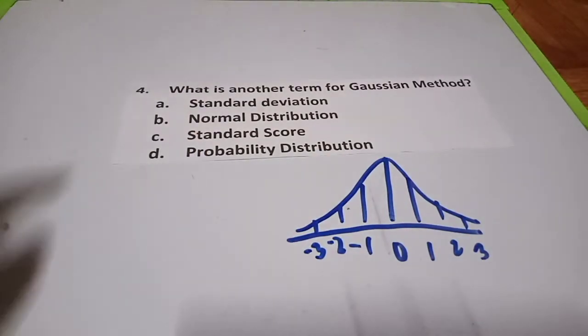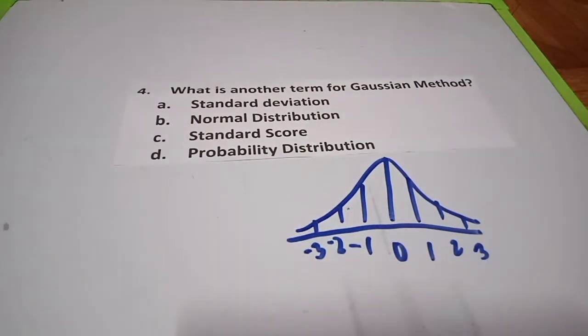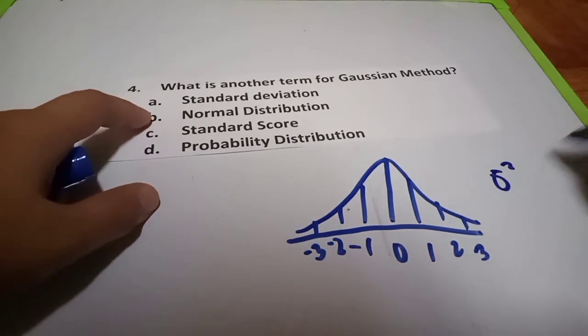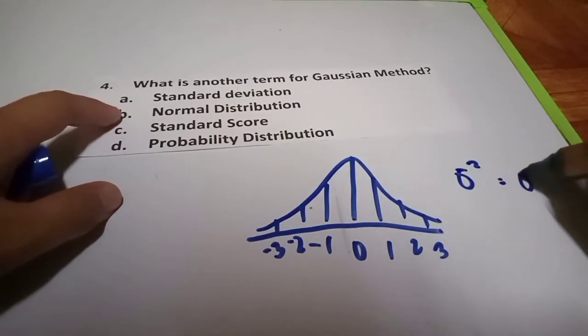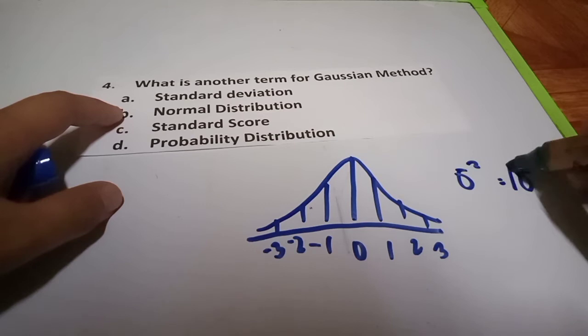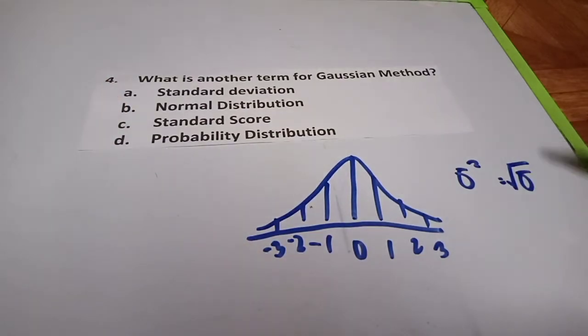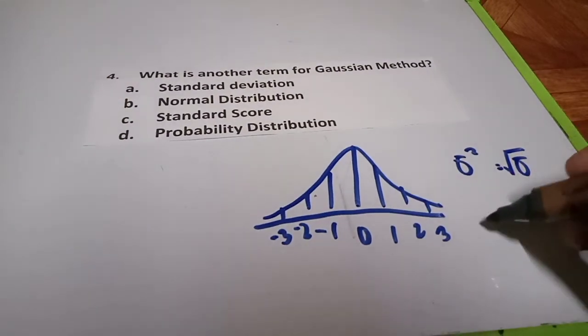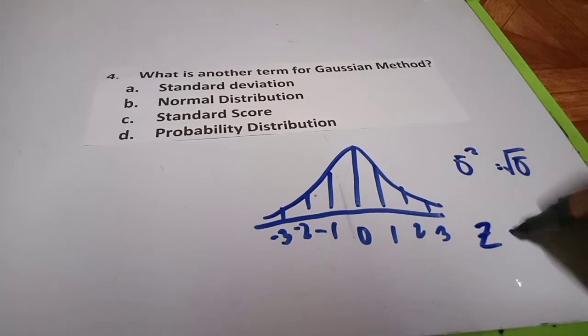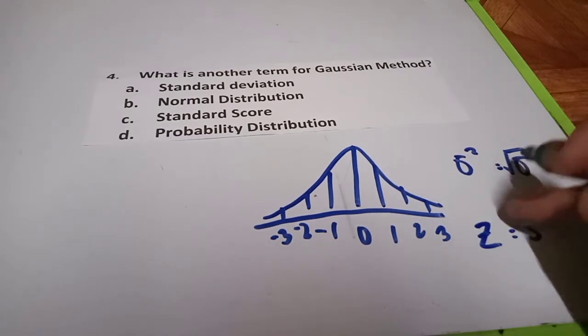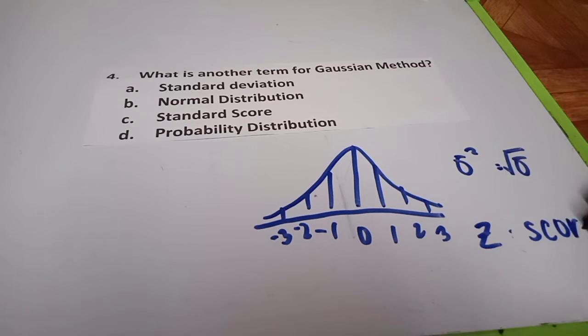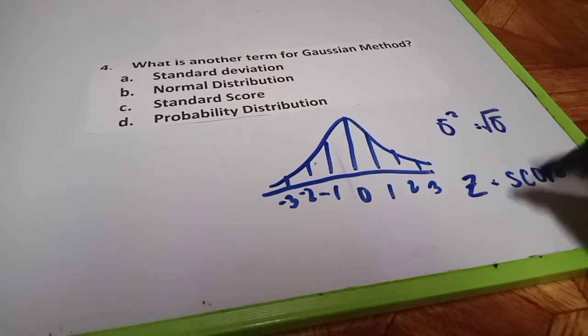And what is a standard deviation? Standard deviation is mostly used if we already have our variance. If this is our variance, we can get the standard deviation; this is the square root. So what is the standard score? Standard score is another term for the Z-score.